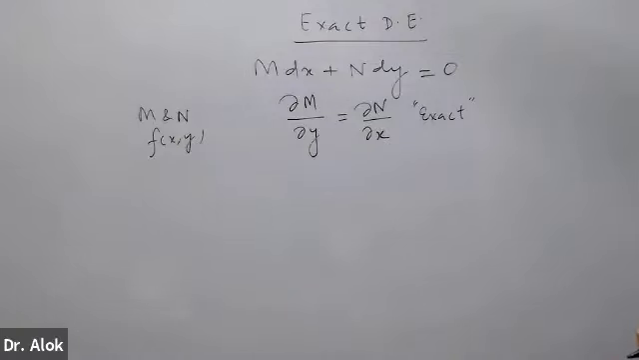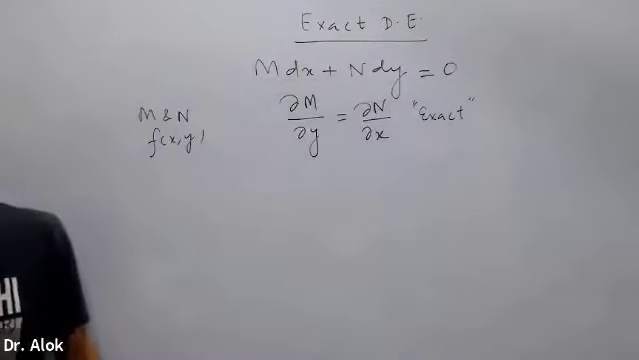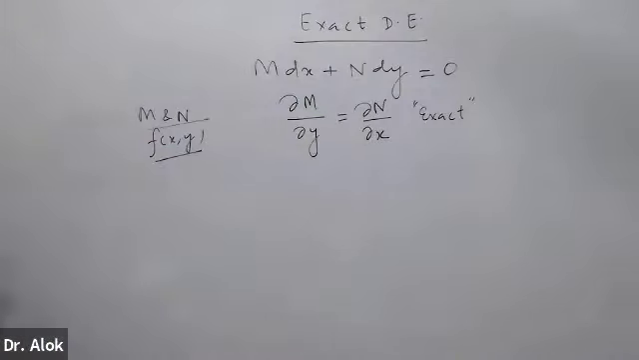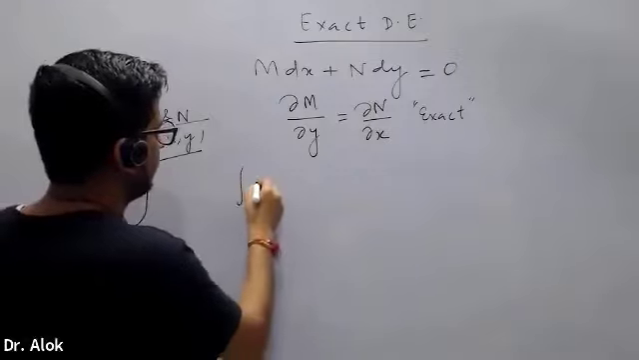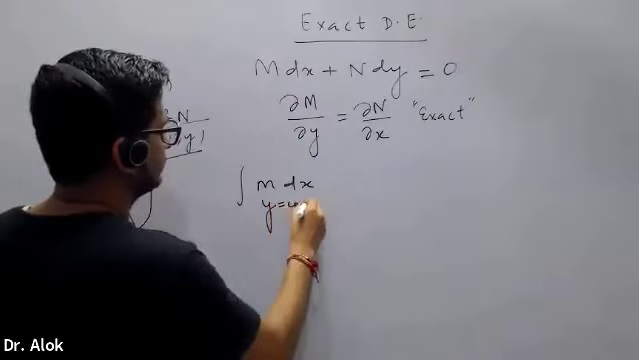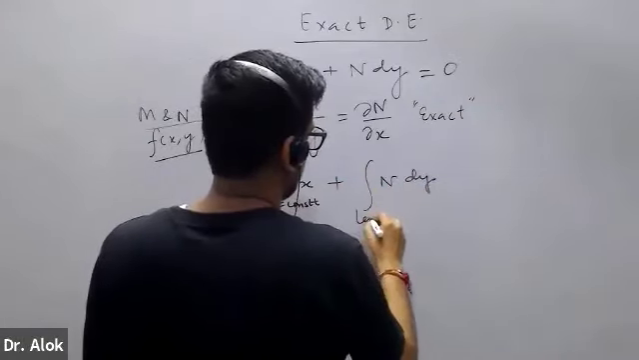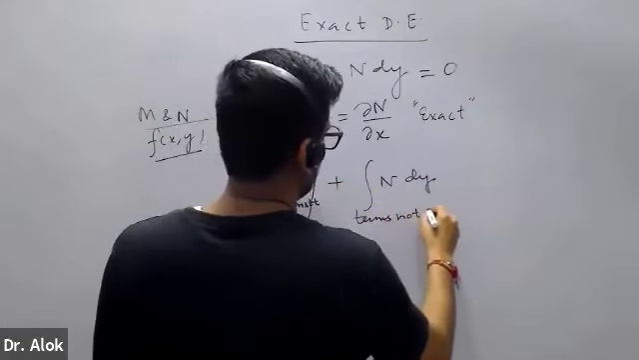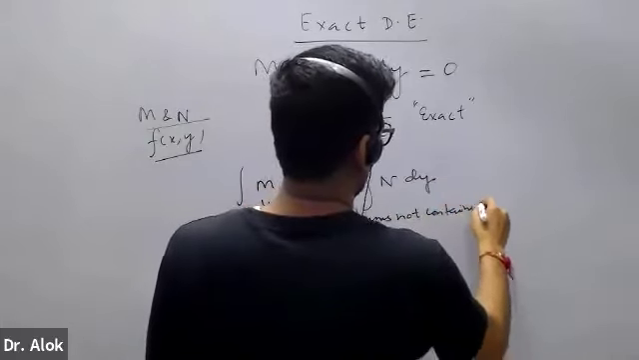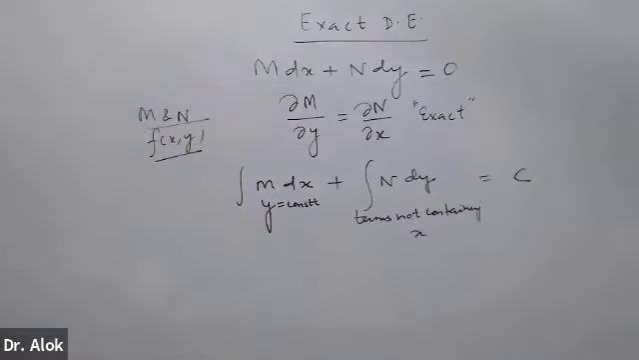And how can we solve the equation? Anybody knows? It is solved like this: integral of M dx, keeping y constant, plus integral of N dy, taking only the terms not containing x, and this becomes equal to c. This is how exact differential equations are solved.